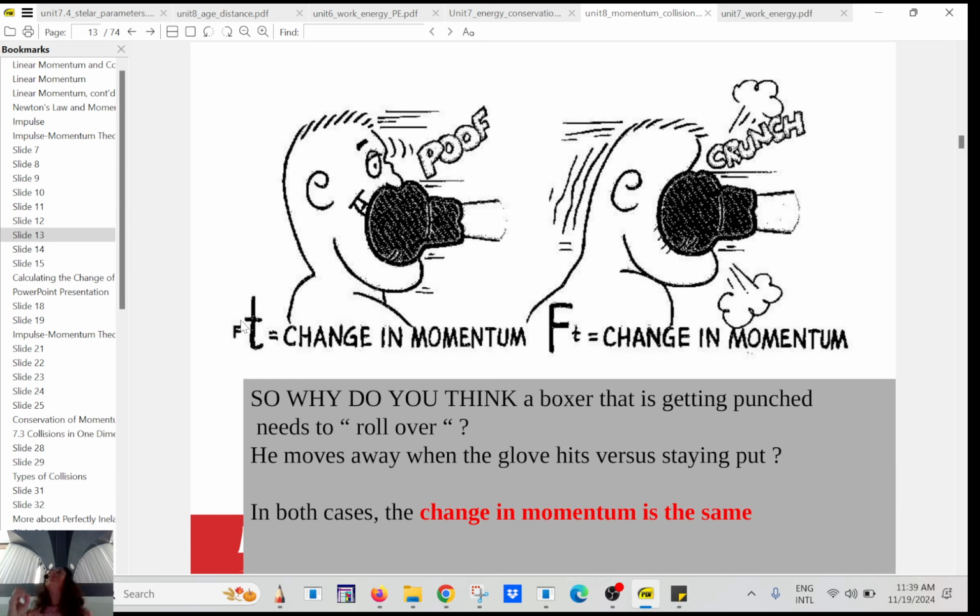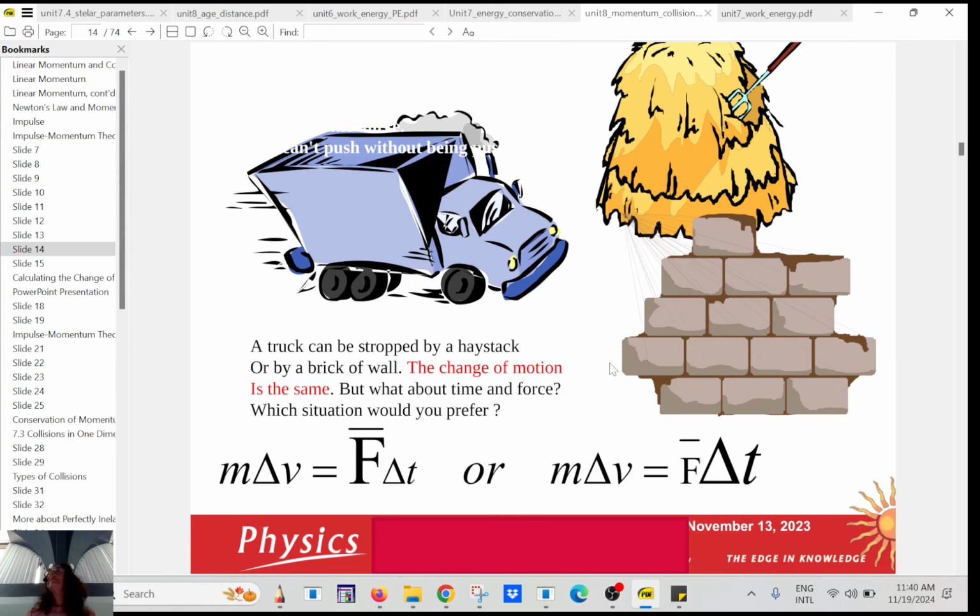So these are typical conceptual questions. That's why if you have an airbag in a crash, you increase the time of impact and you decrease the force. So they learn to roll over. You have to roll over, otherwise you're going to break your teeth or whatever. That's why writing Newton's second law this way makes more sense.